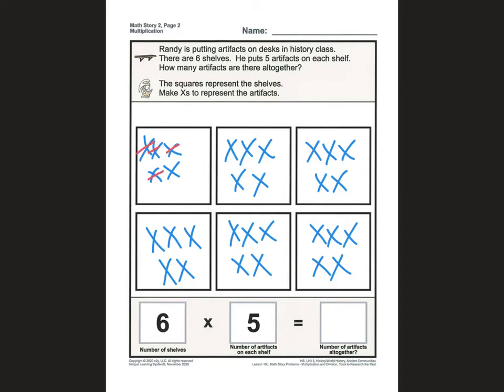1, 2, 3, 4, 5, 6, 7, 8, 9, 10, 11, 12, 13, 14, 15, 16, 17, 18, 19, 20, 21, 22, 23, 24, 25, 26, 27, 28, 29, 30. 6 times 5 is 30. Or you could have skip counted. 5, 10, 15, 20, 25, 30. 6 5s is equal to 30.